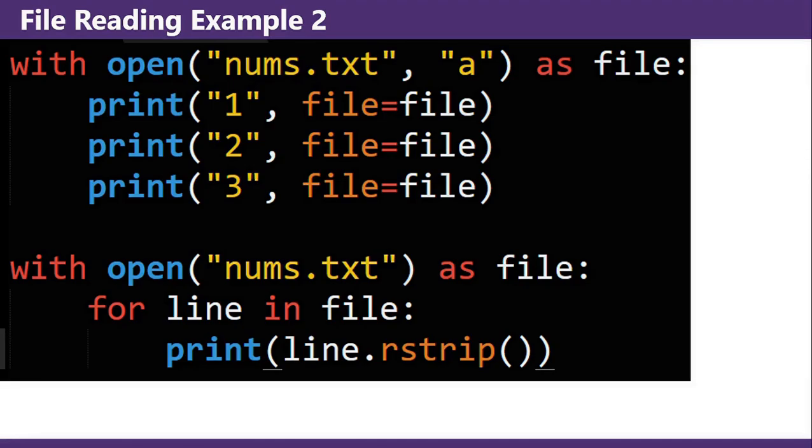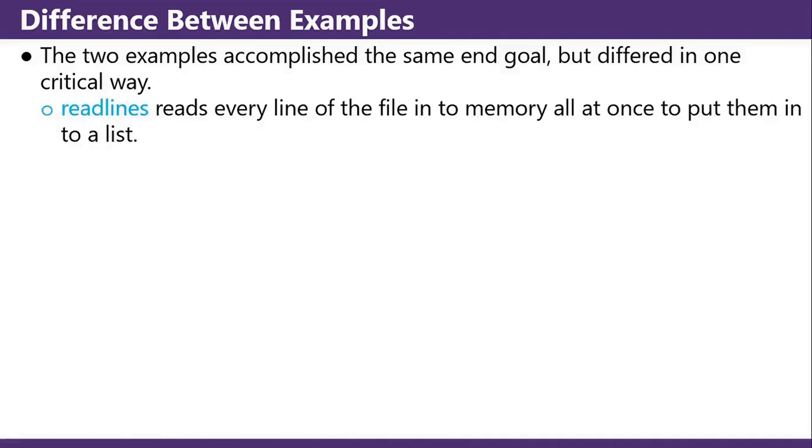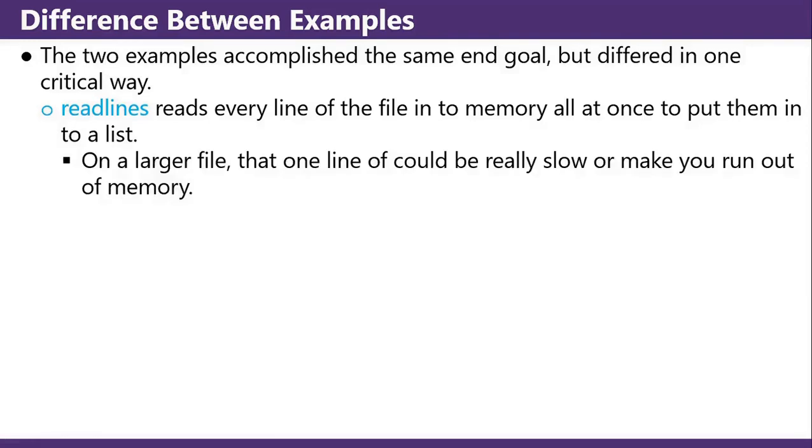Example 2. Don't do anything with readlines, for line in file, print out the line. The 2 examples accomplish the same end goal but differ in one critical way. Readlines reads every line of the file into memory all at once to put them into a list. On a larger file, that one line of code could be really slow or make you run out of memory.